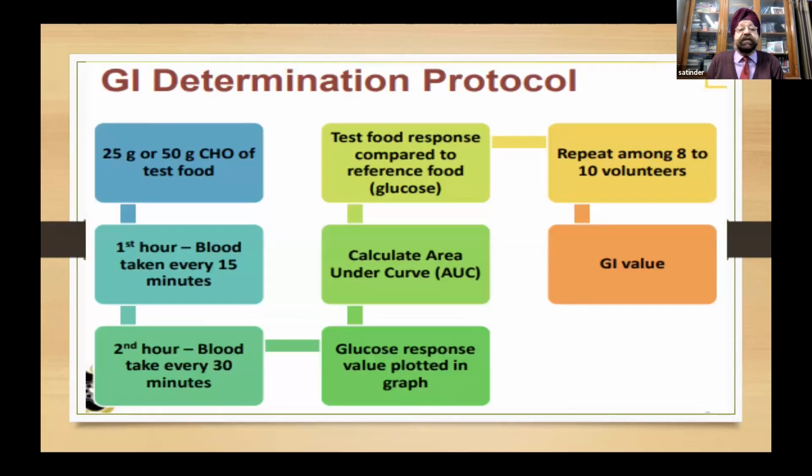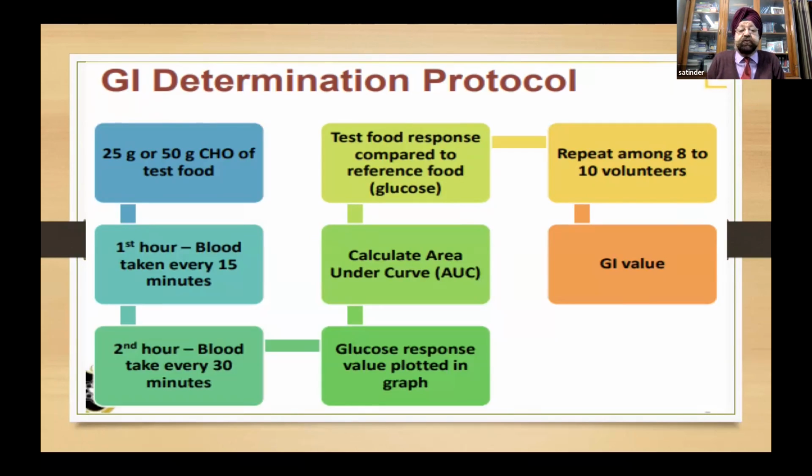Now, GI determination: what is the protocol? You give usually 50 grams of carbohydrate of the test food, and in the first hour, blood is taken by capillary sampling every 15 minutes. In the second hour, blood is taken every 30 minutes, and the graph is plotted. This is done for about 10 volunteers, and the average is taken. This is the test food response.